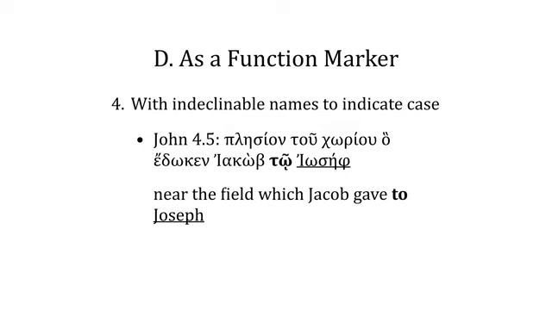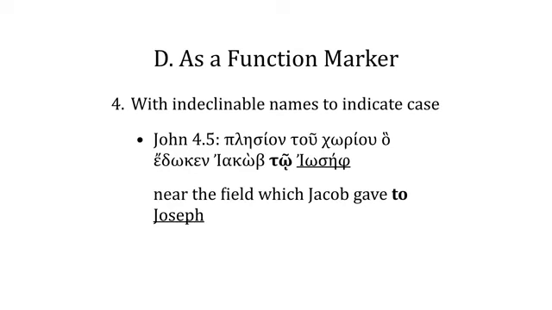Why do we have an article with Ioseph but not with Iakob? Well, the reason is not that Ioseph or Joseph is to be considered a definite noun and Jacob is indefinite. It would be nonsense to read this near the field which a Jacob gave to the Joseph. That's just not how we read this in English.